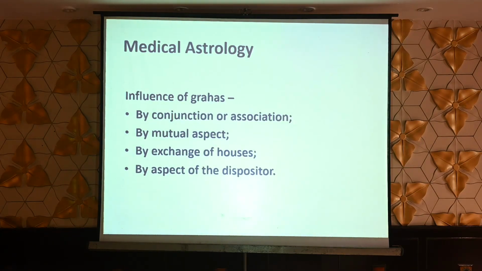How do planets influence each other? Then there are methods of how the planets influence each other, and they may be sitting together in the horoscope, conjunction. There may be a mutual aspect, they must be looking at each other, aspect. They may exchange their houses, Sun in the house of Mars, Mars in the house of Sun. So that is an exchange. And by aspect of the dispositor, which means that a planet is sitting in a particular sign and the lord of that sign is aspecting that house.